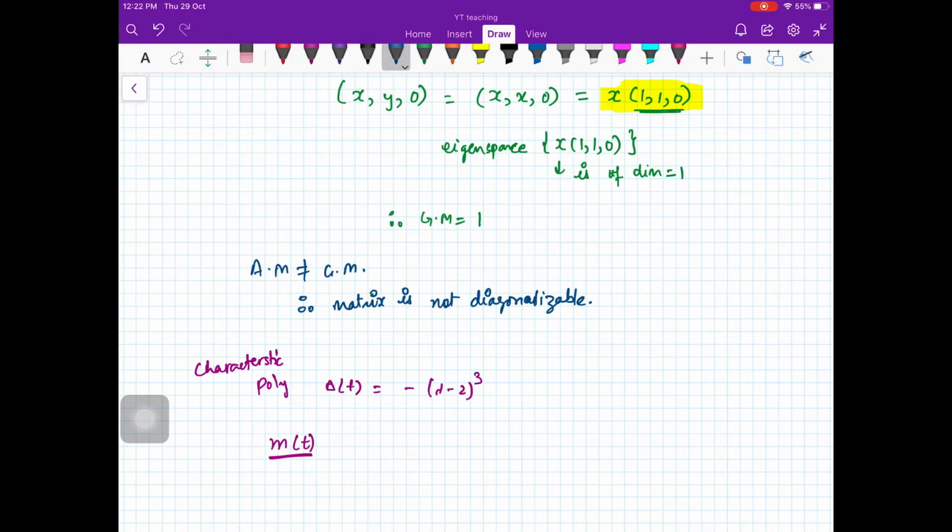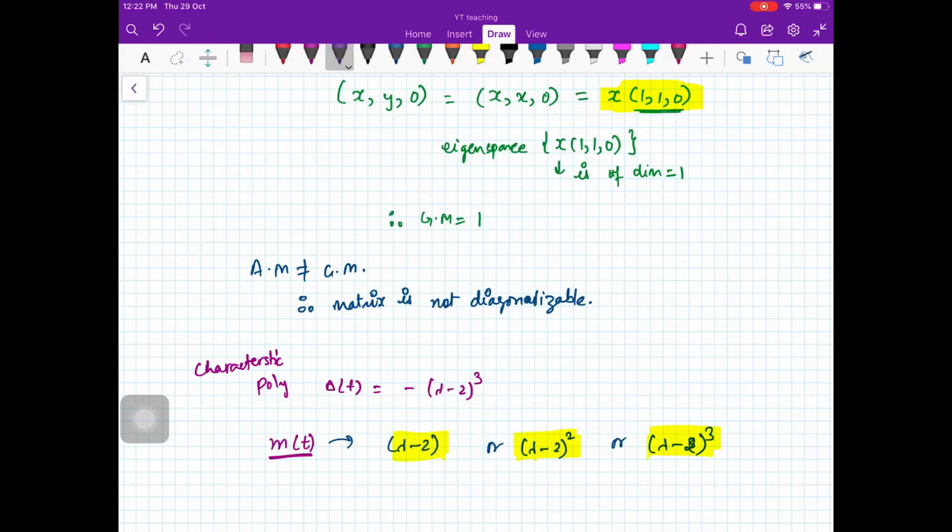So you see, the minimal polynomial has three choices. Either it is lambda minus 2, or (lambda minus 2) squared, or (lambda minus 2) cubed. So why is the negative sign not there? Because we know that we choose the minimal polynomial as the monic polynomial. Now you have to see which one of these is your minimal polynomial.